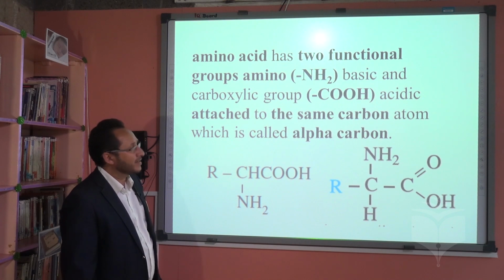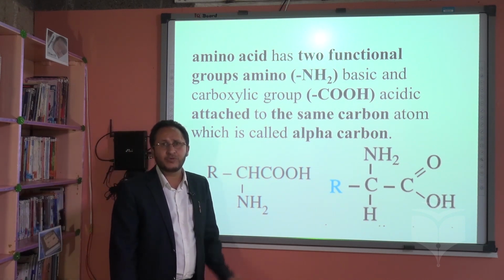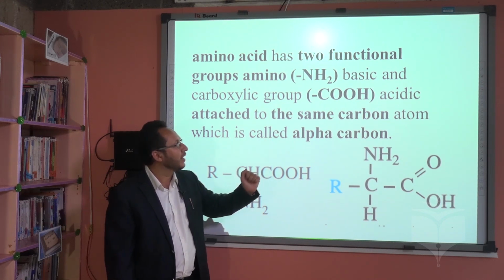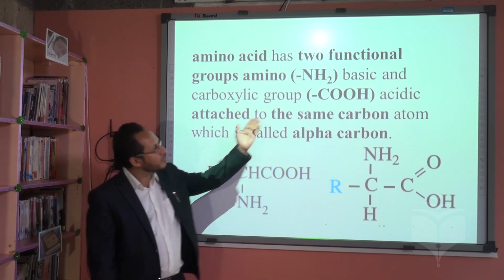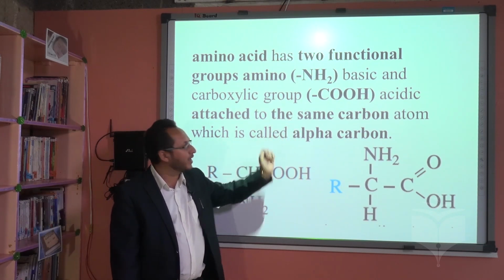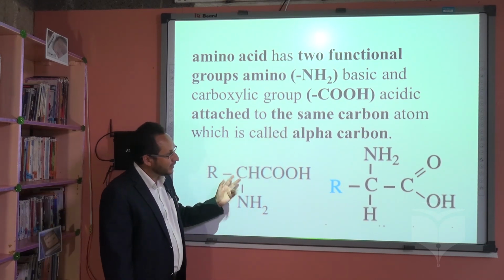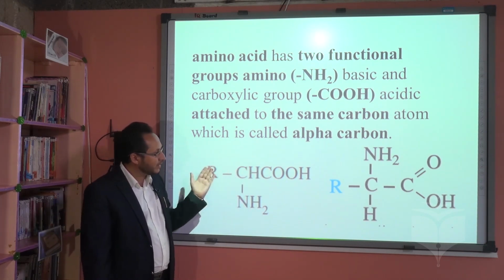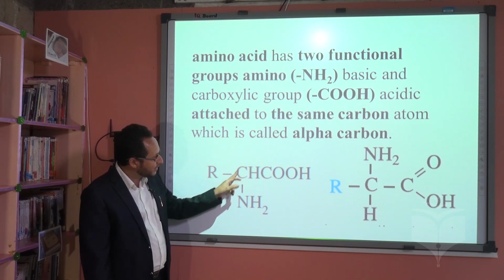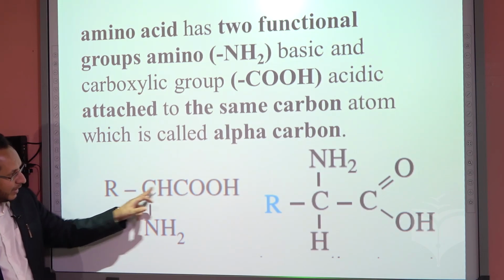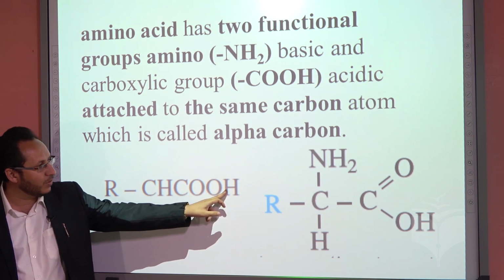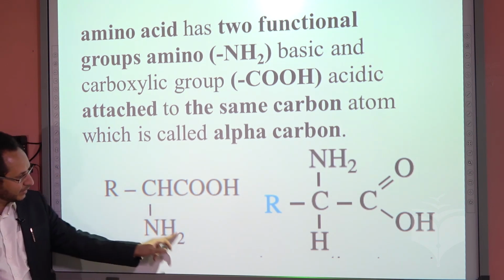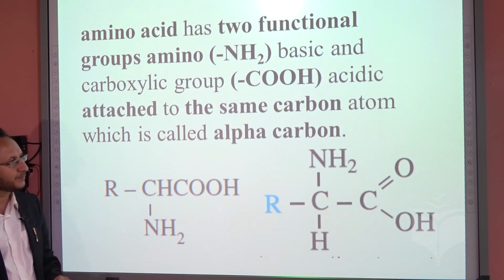Now, amino acids have two functional groups: the amino group, which has a basic character, and the carboxylic group, which is acidic, on the same carbon atom. You can write it in many ways, maybe like this. This is R, an alkyl group, and this is the carbon you call the alpha carbon. It is attached to this COOH, which we call the carboxyl group, and this one is the amino group, NH2.